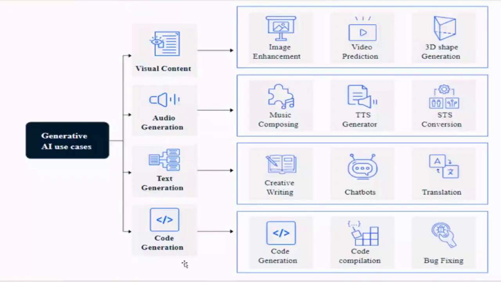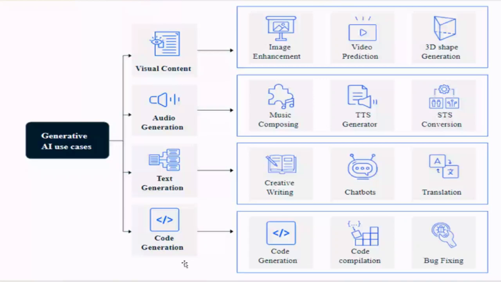Now, if I talk about them one by one, in visual content, as per the name suggests, we have things like image enhancement, video prediction, and 3D shape generation. These are part of the visual content. For audio generation, the use cases help in music composing, TTS generation, and STS conversion. TTS is text to speech generation, and STS is speech to speech conversion.